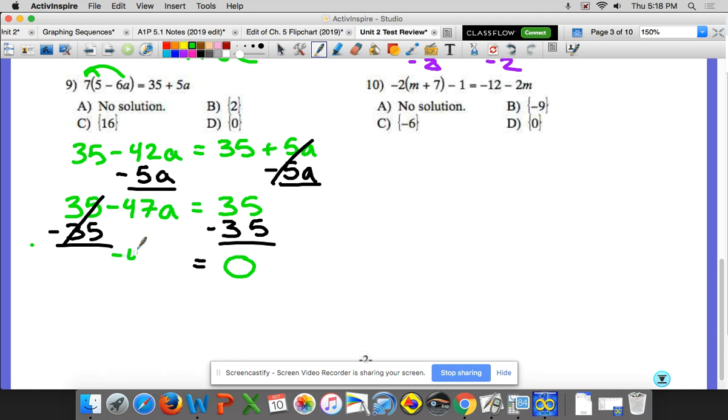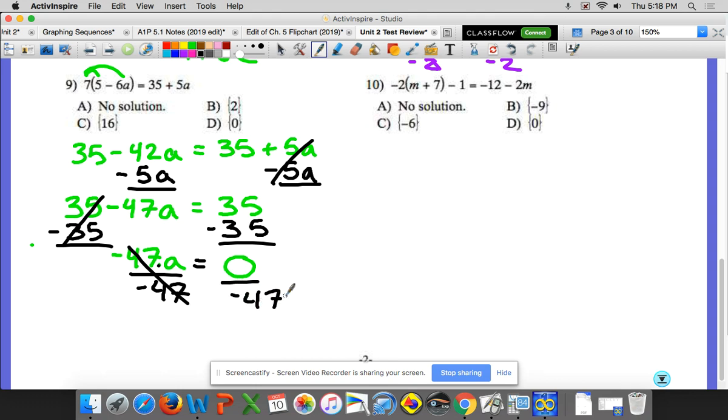So we have negative 47a equals 0. Now, at this point, once again, we have negative 47a, so they're being multiplied together. So in order to undo that, we're going to have to divide. And then what's going to happen is those are going to cancel, but what we do to one side, we've got to do to the other.